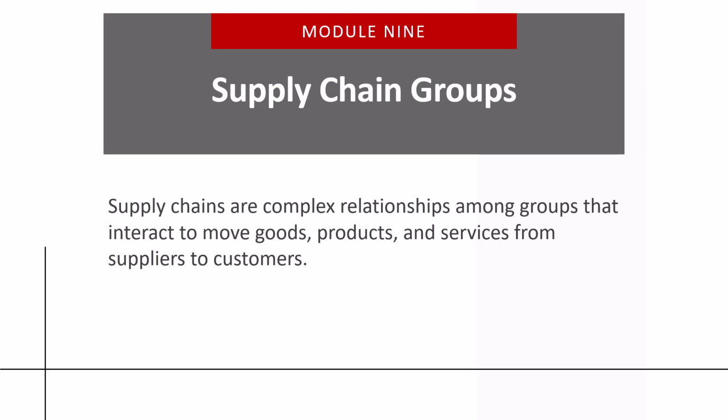Module 9, Supply Chain Groups. Supply chains are complex relationships among groups that interact to move goods, products, and services from suppliers to customers. In most instances, supply chains operate like networks rather than linear chains. Additionally, the relationships are more like partnerships in which members share risks and rewards. The types of groups involved in supply chain management include suppliers, producers, customers, and customers' customers. In this module, we'll look at the role of each group.